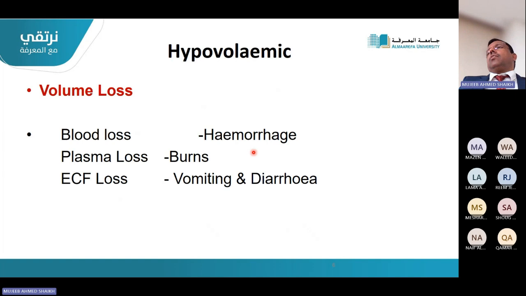The body or the blood is exposed to the atmosphere and the plasma will be lost from the body. There can be loss of water only from ECF, extracellular fluid, like in case of severe vomiting or diarrhea. Whenever a person suffers from vomiting or diarrhea, what does the doctor do? Before the treatment, maybe it is a viral infection, maybe a bacterial infection, maybe food poisoning, the main treatment is to supply the same amount of water which is lost.